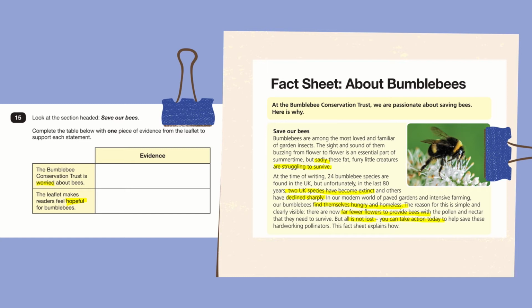So I've got several things here that make me feel worried about bumblebees. And I've got a couple of things here at the very end that give me hope. All is not lost and that I can take action. So I'm going to copy one of these. I'm going to pick "bees are struggling to survive" for my evidence about worry, and "all is not lost" for something that makes me feel hopeful.